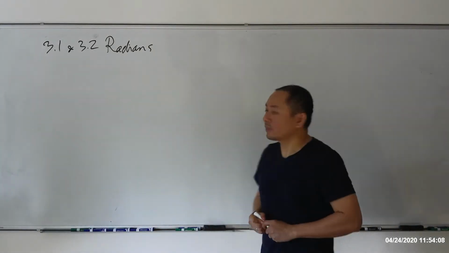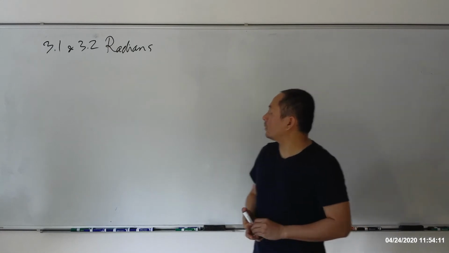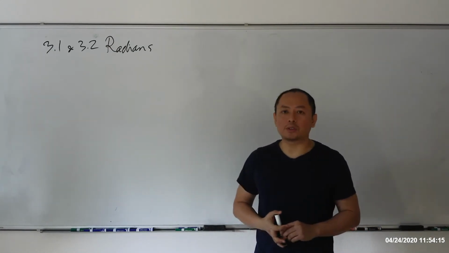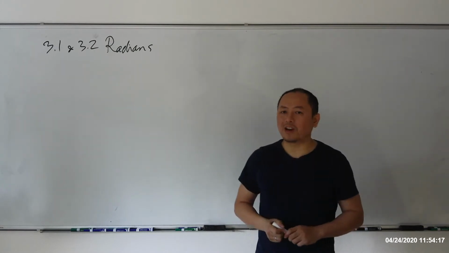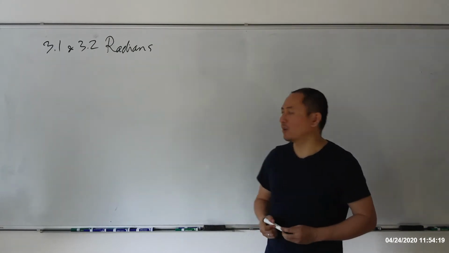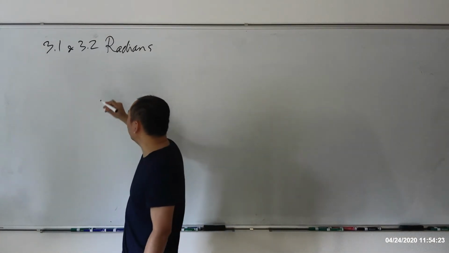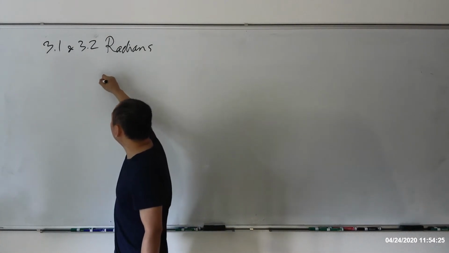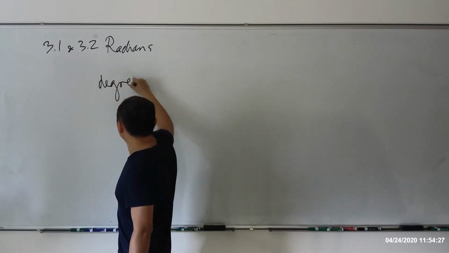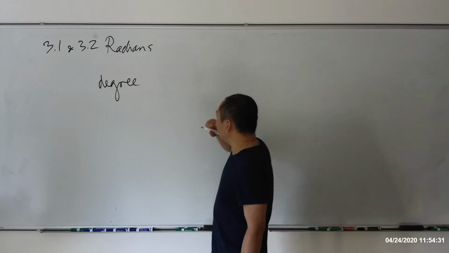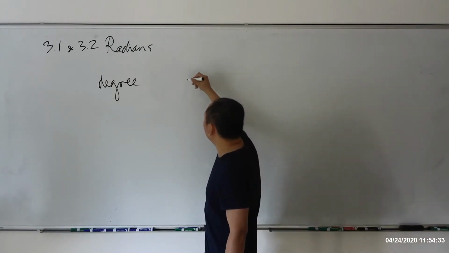Hello everyone. In this video clip today, I'm going to cover two sections, 3.1 and 3.2. It's all about radian measures. What we learned before was how to measure an angle in a circle. We use degrees. And today we're going to introduce another system to measure angles of a circle called radian.